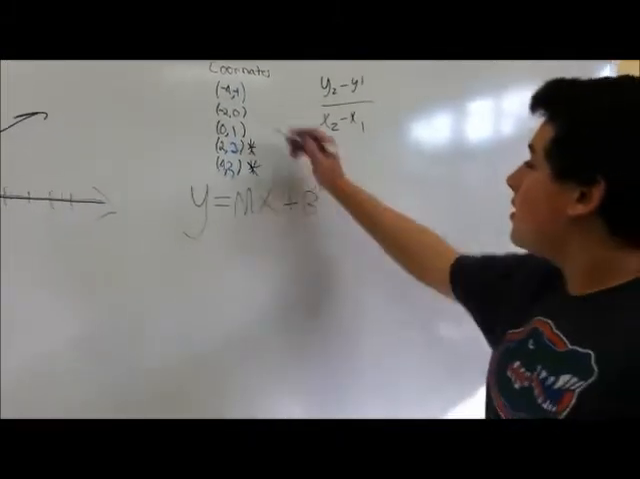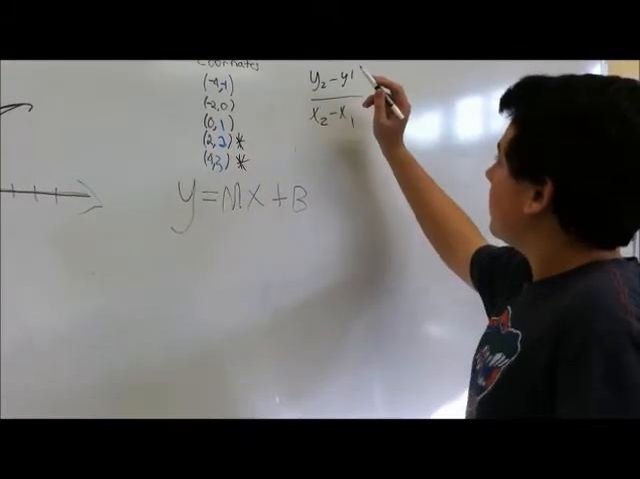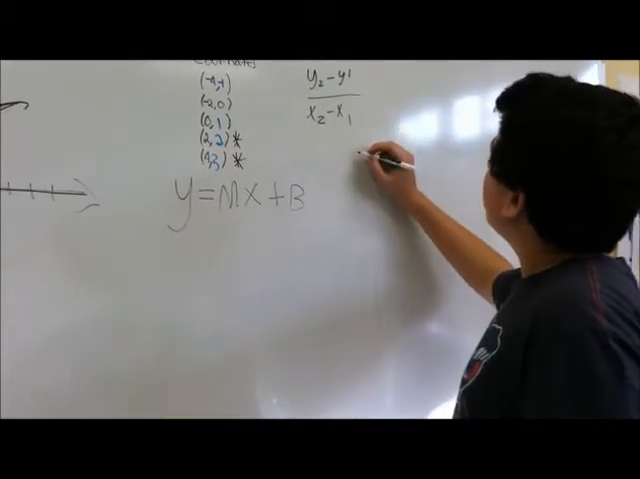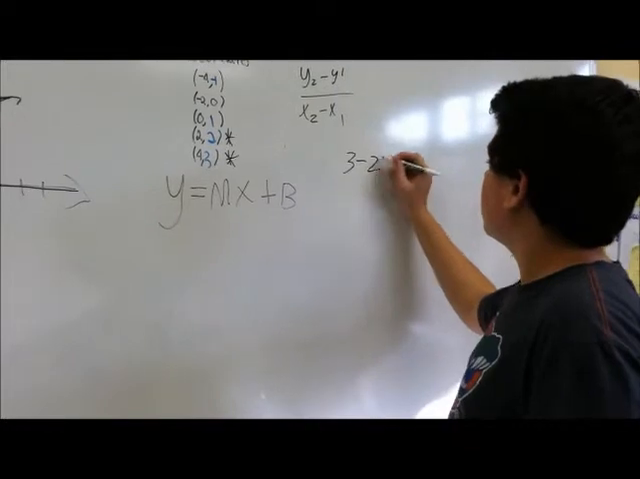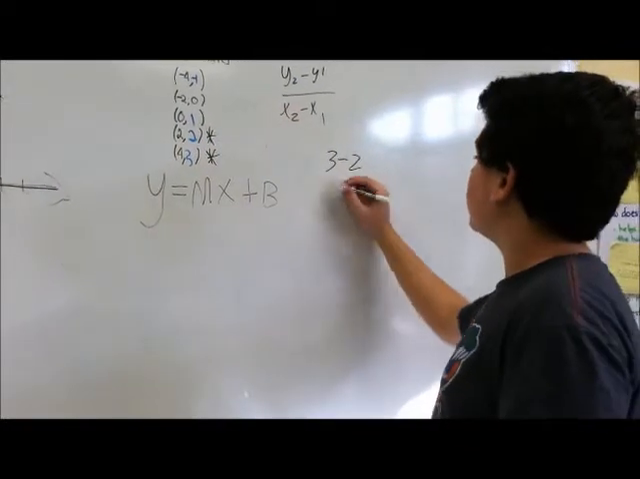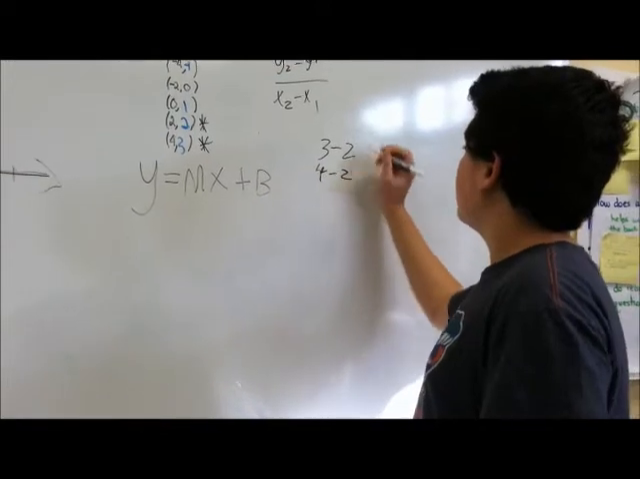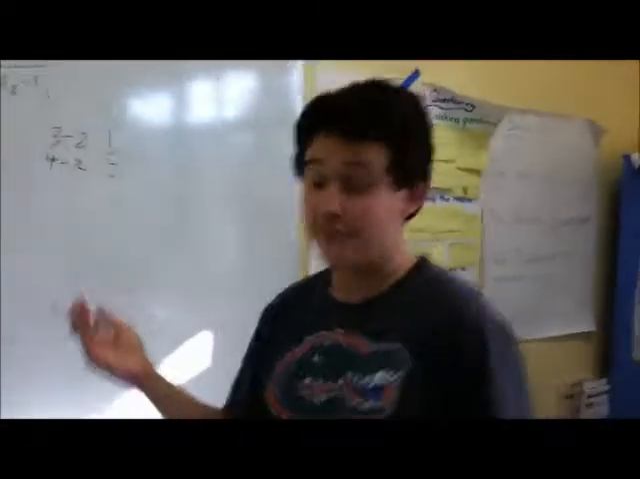So for this, 2 is a y, and this is going to be the first y. Okay, so 3 minus 2 over 4 minus 2, basically. And that gets us 1/2. Pretty easy, since it's only a half.